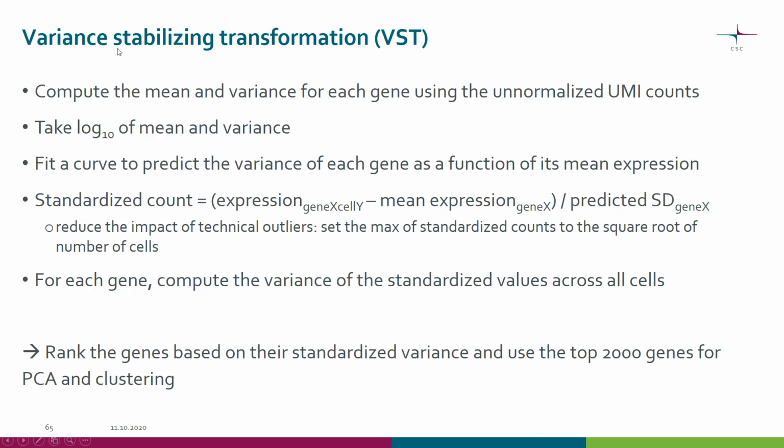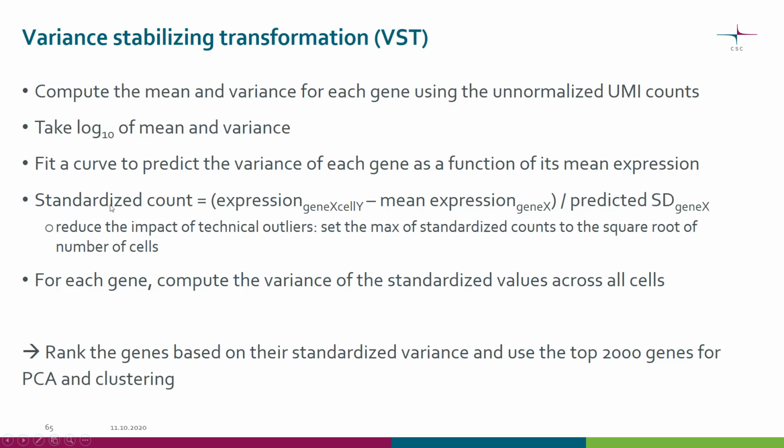Therefore, we need to stabilize the variance first, so we need to get rid of this mean variance relationship. And for that, we have variance stabilizing transformation, or VST. This is how it works. First we compute the mean and variance for each gene using the unnormalized UMI counts. Then we take log 10 of both the mean and the variance. We would end up with a data cloud a bit similar to what I was showing in the previous slide, and then we fit a curve to that cloud to show the shape. This is actually a loess curve. This curve will predict the variance of each gene as a function of its mean expression.